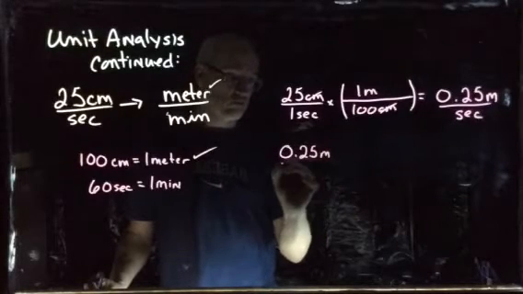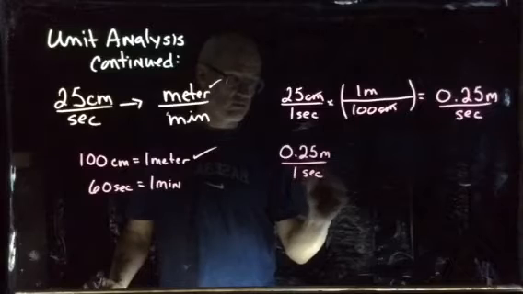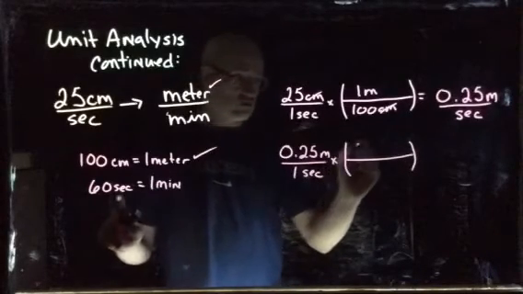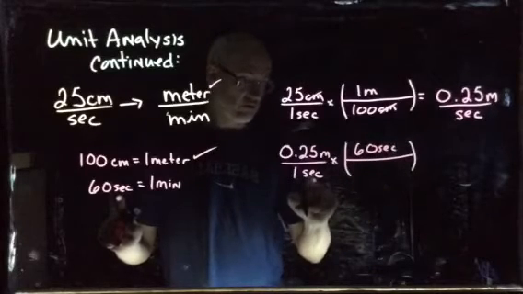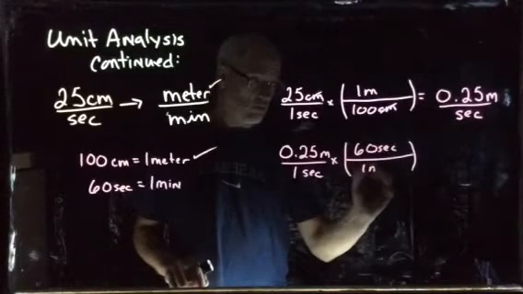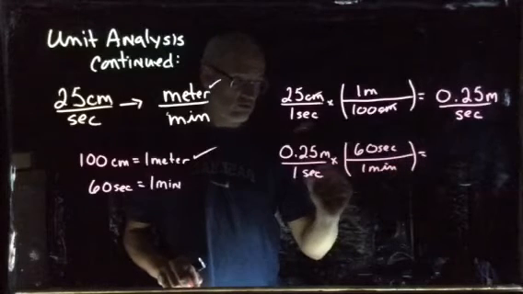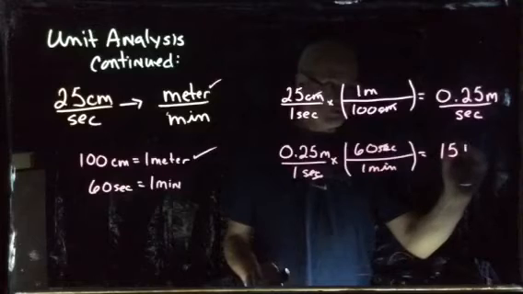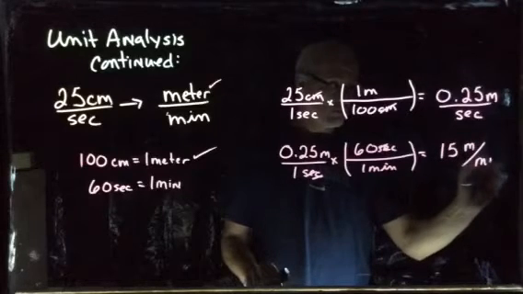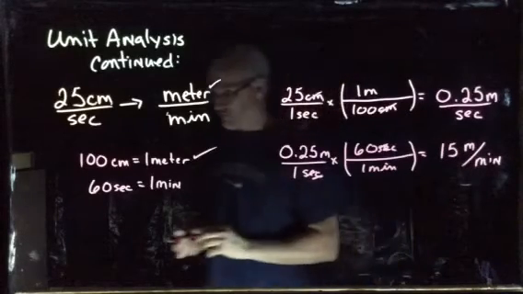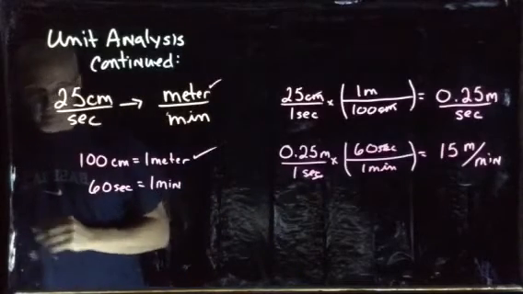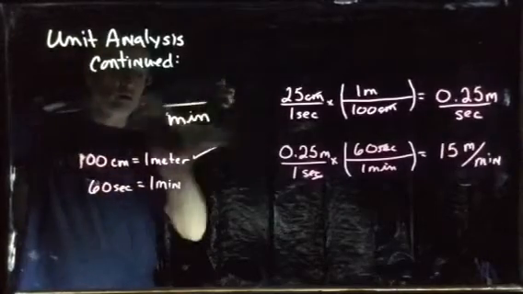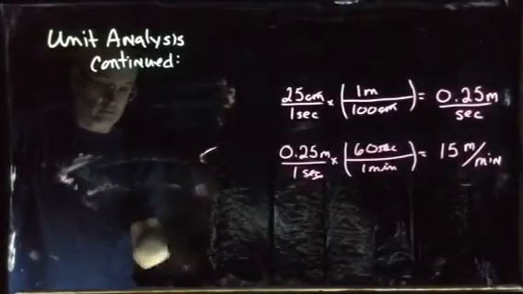0.25 meters per 1 second. And now only working with the seconds. There is 60 seconds. I put it on top since the seconds is on the bottom here. And 1 minute on the bottom, so seconds cancels out. That gives us 15 meters per minute for that conversion. Let you look at that and write it down. I'm going to erase it and get another one here ready to go.